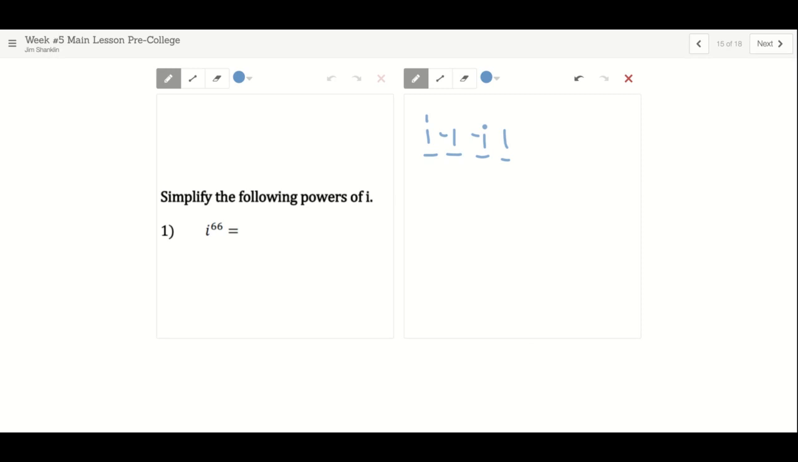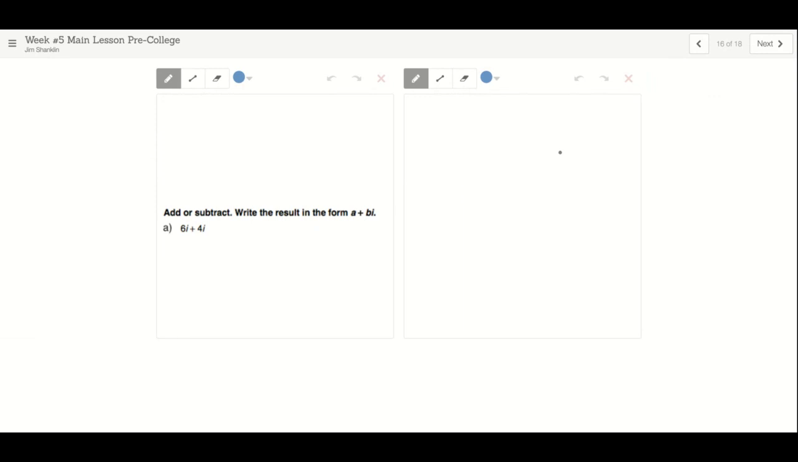All right, so then how do we get harder? Okay, well, the other types of problems are like this. They're going to be adding and subtracting. So 6i plus 4i, my answer would be what? What is 6i plus 4i? 10i. Done.